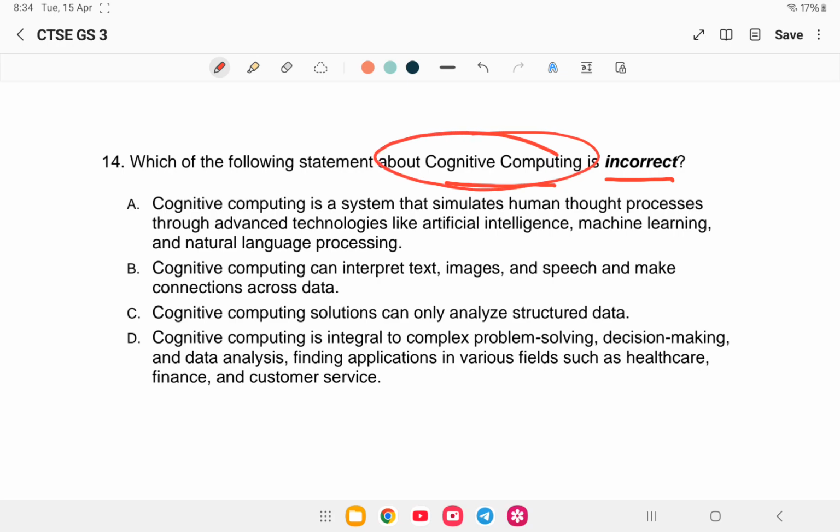So it mimics human cognitive function, adapting and improving over time. So the answer is option number C, that is, cognitive computing solutions can only analyze structured data, unstructured data cannot be analyzed. So the answer is option number C. Let us study in detail about this.